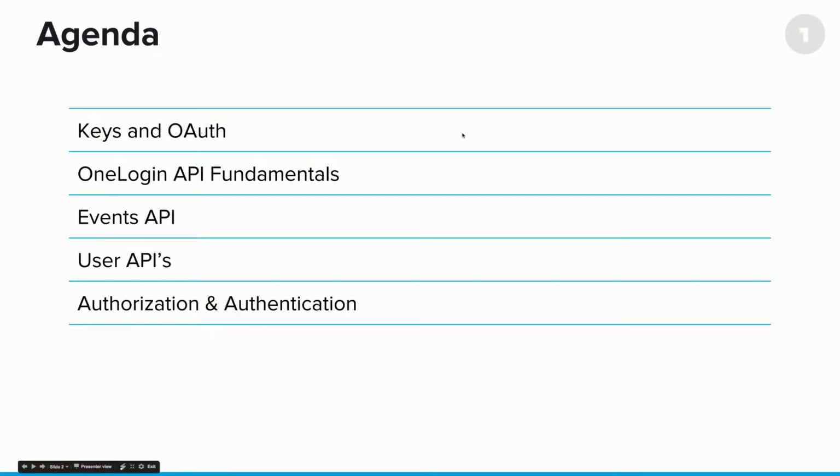The goals of this training are to teach you the fundamentals of how keys and OAuth work in order to access various API endpoints. I'll be talking about the fundamentals of APIs. I'll also be doing some specific deep dives into our Events API and Users API. And then finally I'll walk you through our authorization and authentication APIs as well.